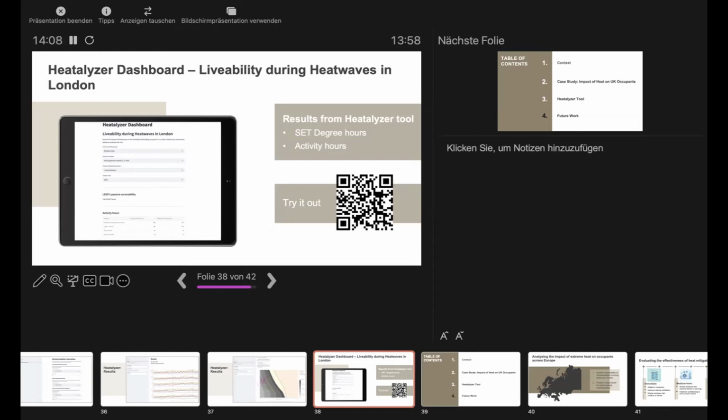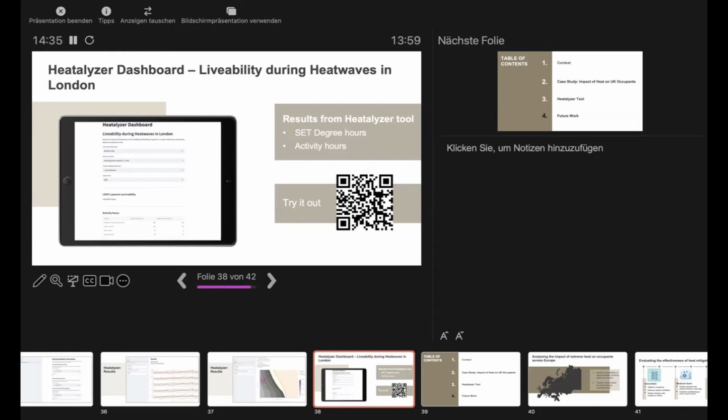Yes, great presentation and tool, Olivia. I just wanted to know a little more about how Heatalyzer is accounting for uncertainties in your future climate predictions, and also does it predict changes in the intensity of the urban heat island effect, or is the 1 to 2 degree increase fixed in this scenario? Thanks.